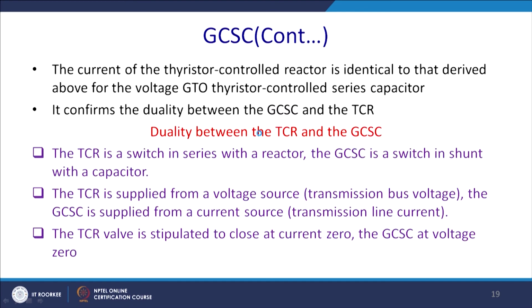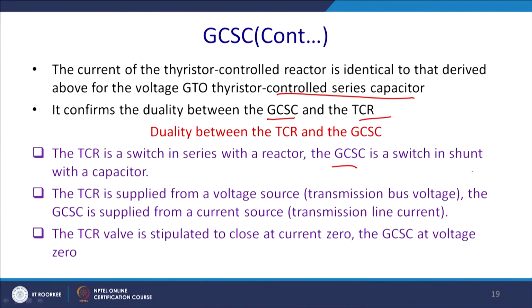So, what are the takeaways? The current of the thyristor-controlled reactor is identical and derived from the voltage source, while GTO thyristors control the series capacitor. It confirms the duality between GCSC and TCR. TCR is a switch in series with the reactor, and GCSC, since it employs the capacitor, it is dangerous to put capacitor in series. So, GCSC is a switch in the shunt with the capacitor.